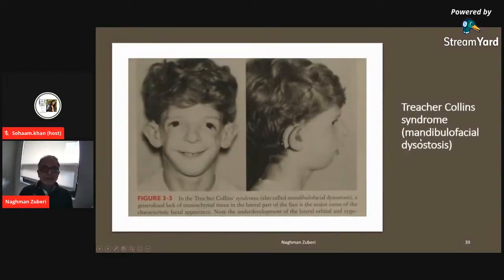In Treacher Collins syndrome, which is also known as mandibulofacial dysostosis, there will be a generalized lack of mesenchymal tissue in the lateral part of the face, which is the major cause of the characteristic facial features. Here you can see the intercanthal distance will be very high, the nasal bridge will be too broad, and facial features will give you a typical Treacher Collins syndrome appearance. They may have a very short mandible. They also have hearing problems.